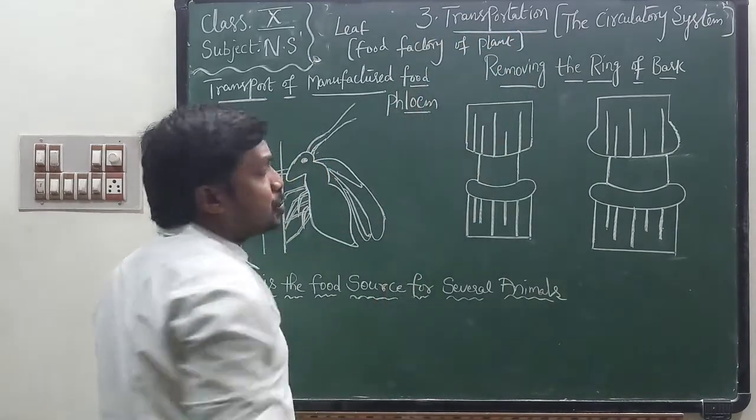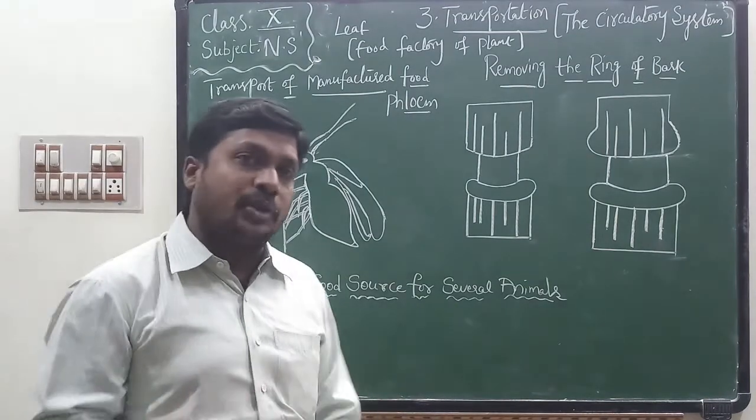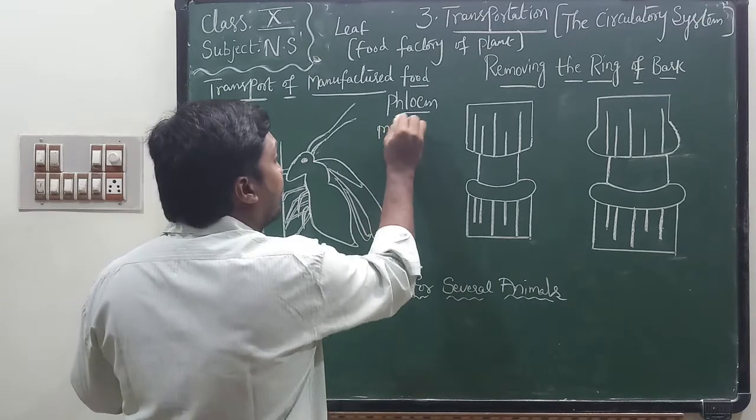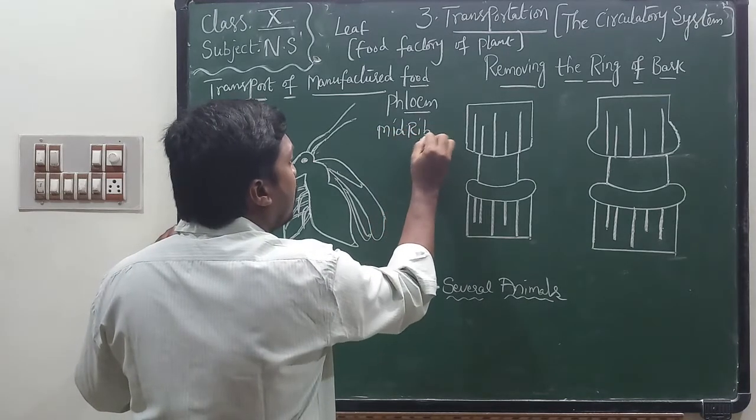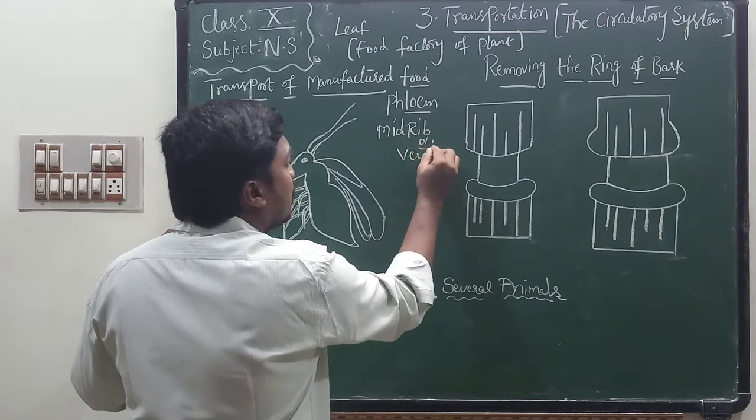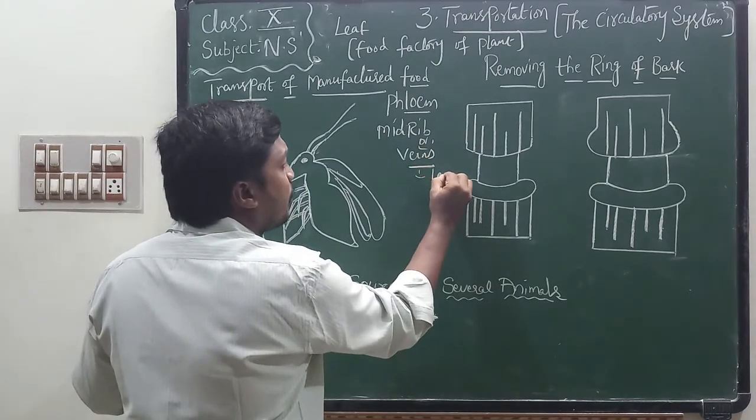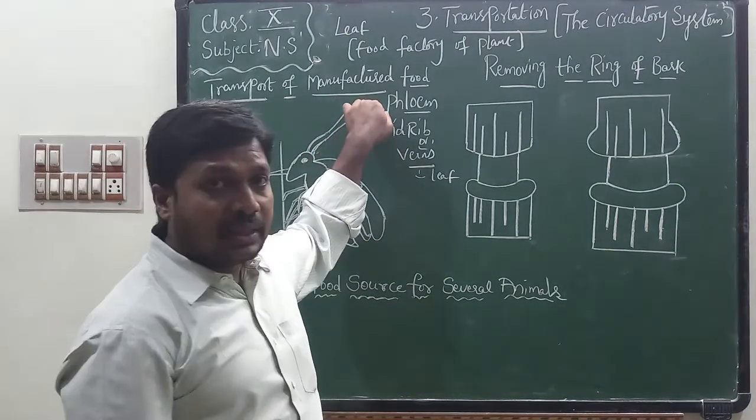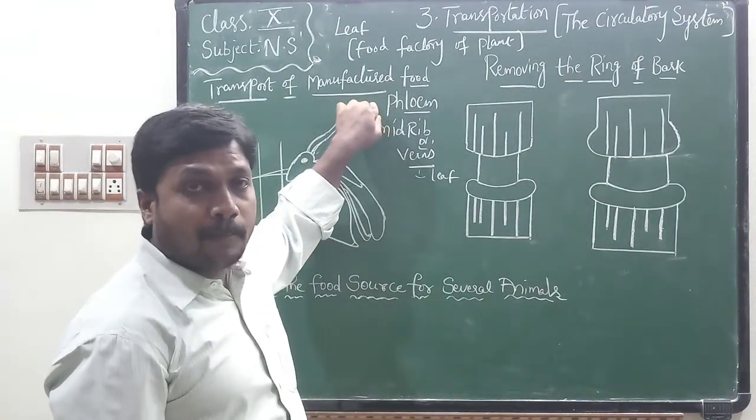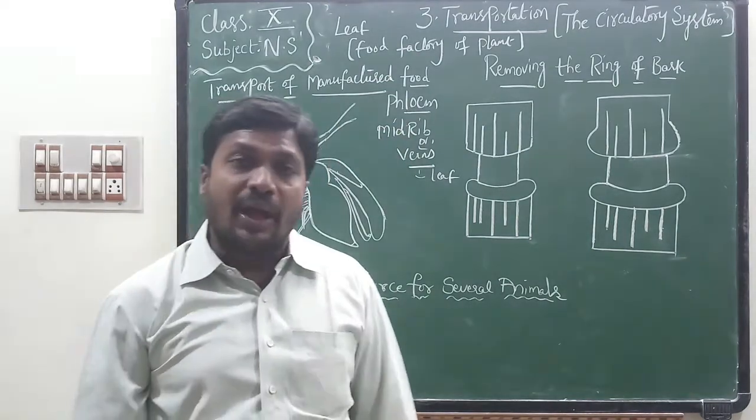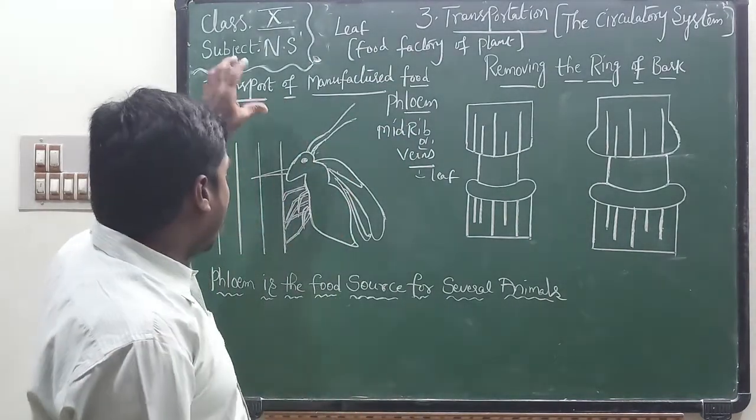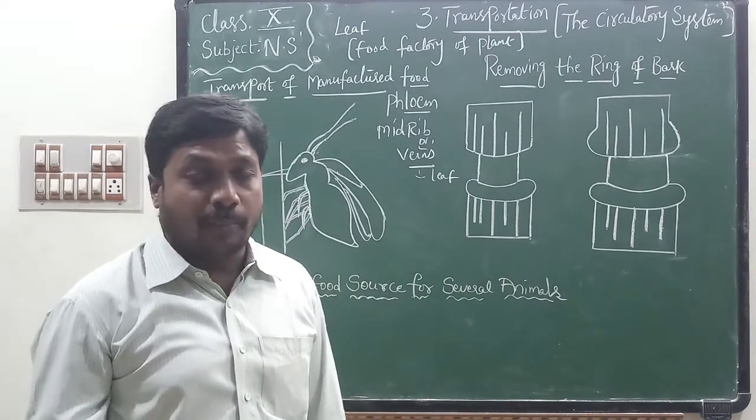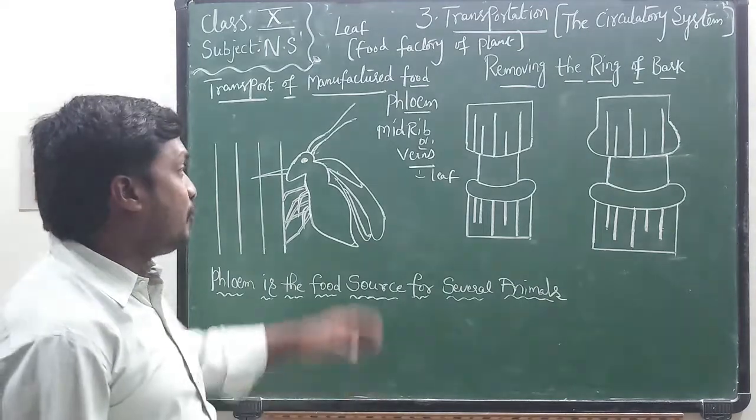So where will phloem tissue be present in the leaf? Phloem tissue will be present in the midrib or veins. Veins of the leaf have a tissue known as phloem. This phloem helps to transport manufactured food from leaves to all parts of the plant. Now I will explain how transportation of manufactured food takes place with the help of phloem.